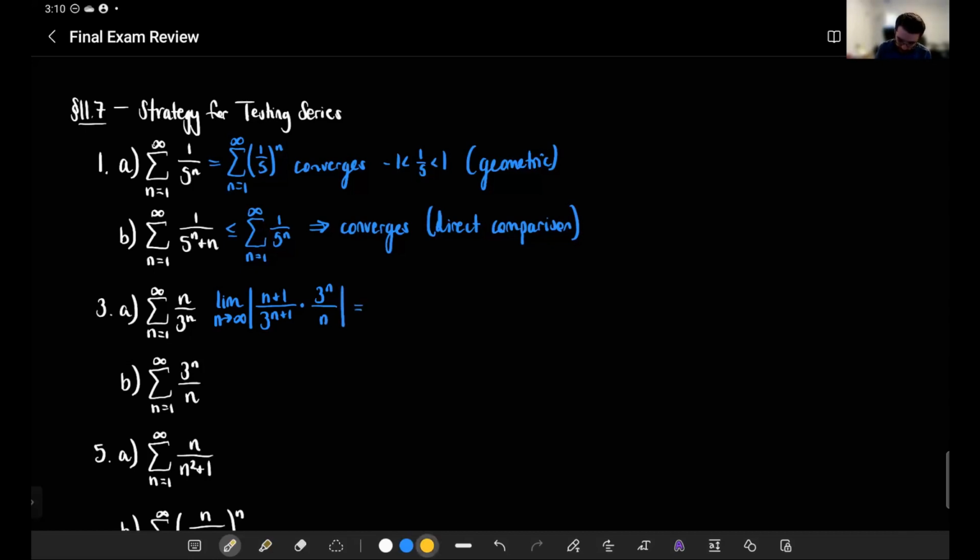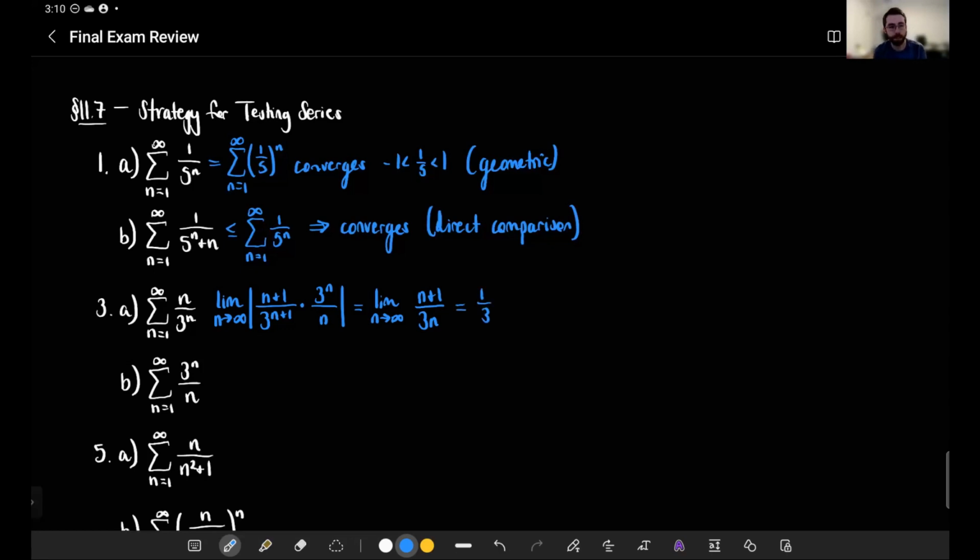The 3^n and the 3^(n+1) leave behind a single 3 in the denominator. So this limit, I can actually drop the absolute values because everything's positive. So I should just be left with (n+1)/(3n), right? 3 coming from, that was the only 3 left, and then the other terms just stuck around. And then in the limit, this is 1/3.